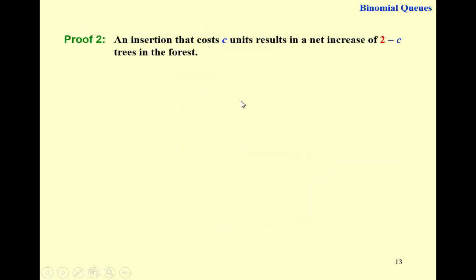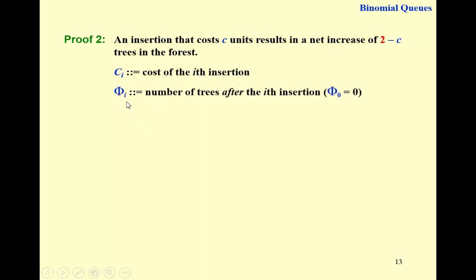If we take this one as a fact, then it's going to be simple to design the potential function. So let's denote the cost of the ith insertion to be C sub i. That's the actual cost. And we define the potential function to be the number of trees after the ith insertion. So at the very beginning, it is 0. Starting from the first insertion, this number of trees is always positive, and therefore this potential function assumes its minimum at the very beginning, so it's fine.